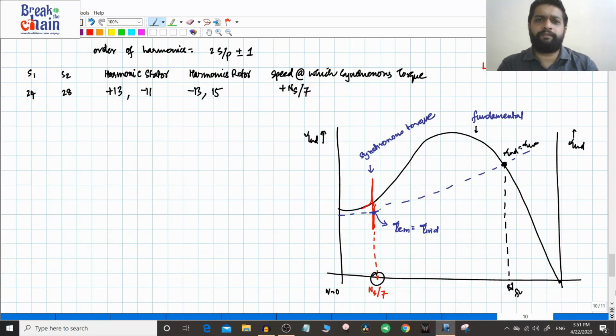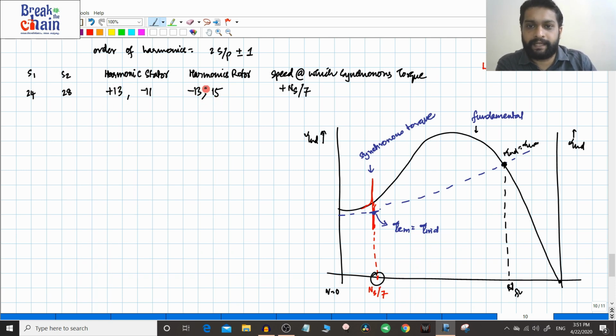Hello friends. So in the previous video we started some important discussion with regards to the stator and rotor slotting. We took a simple example of a 4-pole 3-phase induction machine where stator slots were 24 and rotor slots were 28, and we found out with the equation 2s by p plus or minus 1 that the harmonics produced due to the stator slotting are plus 13 and minus 11, and the harmonics produced due to the rotor slotting were minus 13 and plus 15, right?